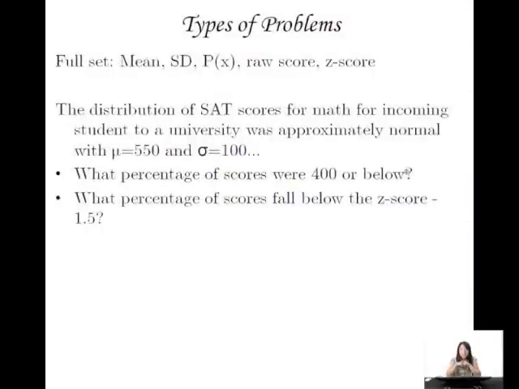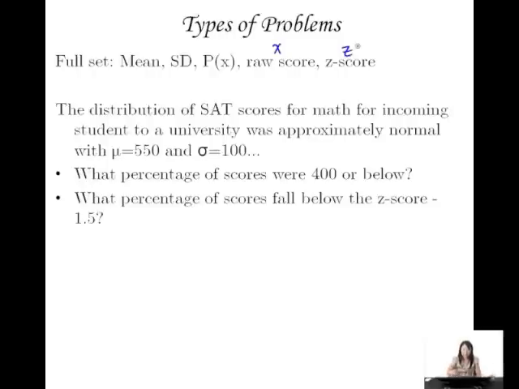All right, now let's talk about the different types of problems. Now that you know z-score and standardized normal distribution, what kinds of problems might come your way? Well, you don't always need all of these numbers, but the full set of information is the mean, the standard deviation, the probability, the raw score, or x, and the z-score, or I'll just usually write it as z, just to make it simpler. So that's the full set. Any one of these things can be missing, and you could find it, right?